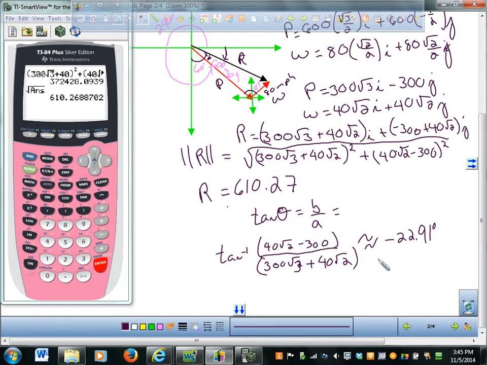So really what I want is degrees from south to here. If I subtract 22.91 from 90, I get 67 degrees. So that angle there is 67 degrees, but you call that south, 67 degrees east as a bearing. Okay? So that's a lot of work. If you know how to solve it with a lot of cosines, you can do that, but that's how you do it with vectors.